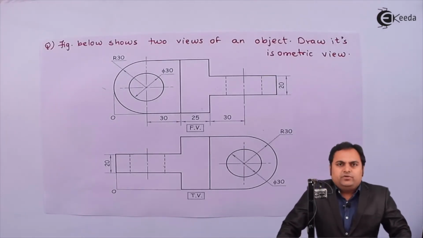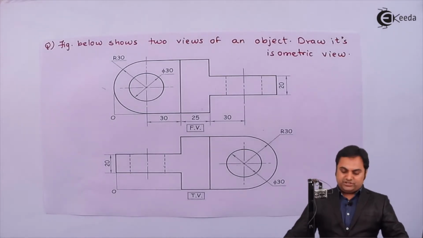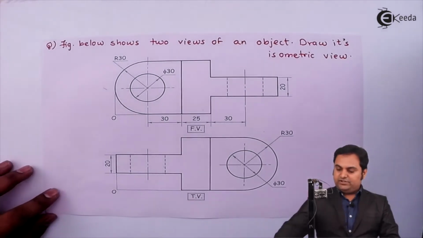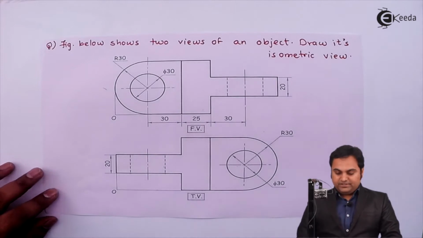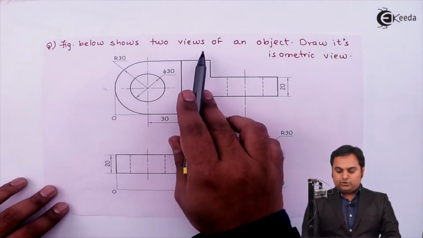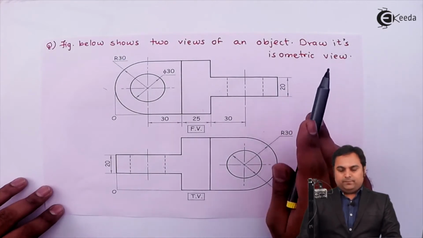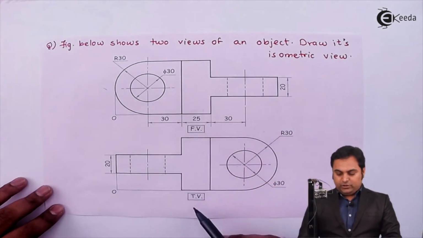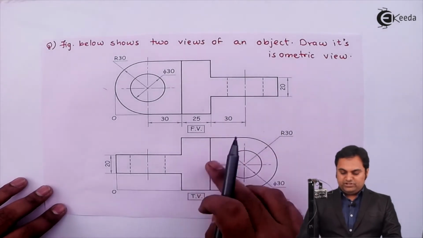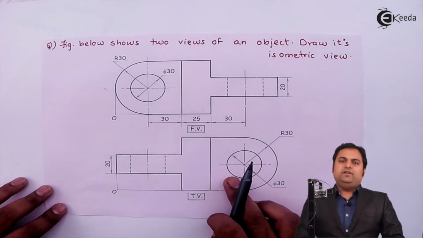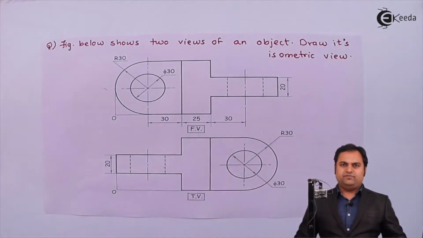In this video, we are going to see the problem on isometric projections. For that, here is the question in front of us. It is given, figure below shows two views of an object. Draw its isometric view. Means the front view and top view are given to us, which is in the form of 2 dimension. We have to draw the 3 dimension figure, which is the isometric view.